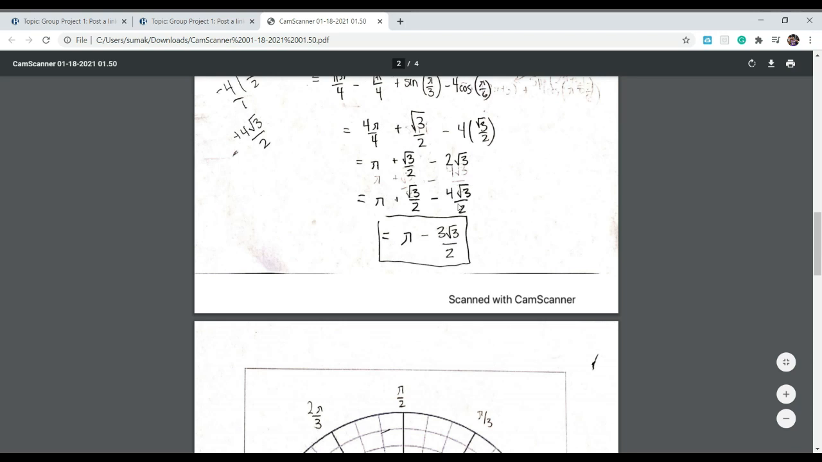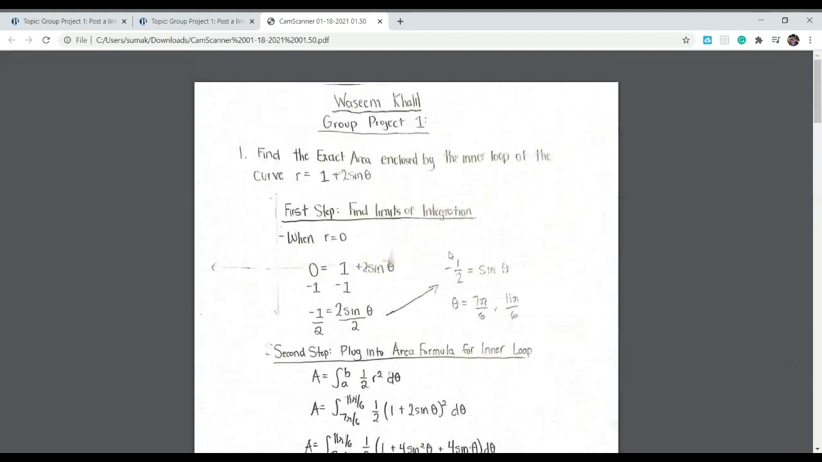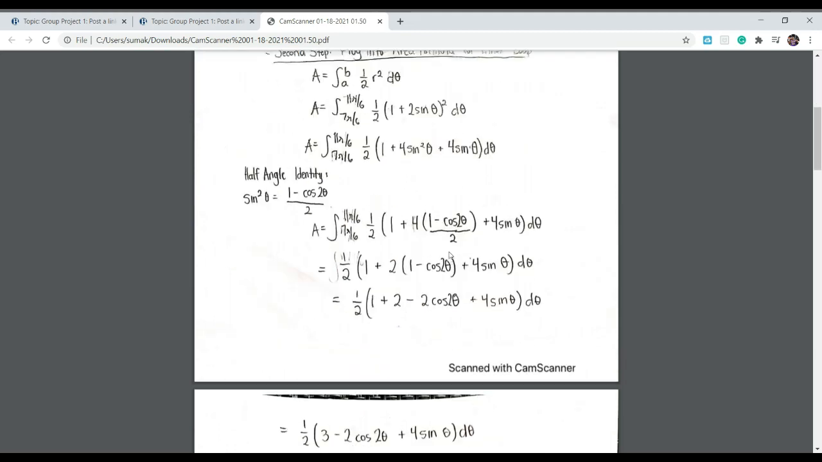So we're going to multiply by 2, so it's going to become negative 2 times 2, which is negative 4 square root of 3 minus 2. And essentially, this is 1 square root of 3 over 2 minus 4 square root of 3 over 2. So we get pi minus 3 root 3 over 2. And that is our area enclosed by the inner loop of the curve r equals 1 plus 2 sine theta.